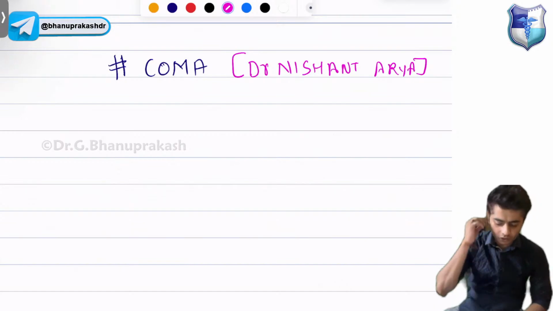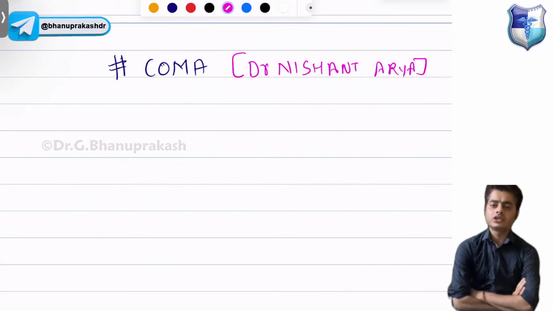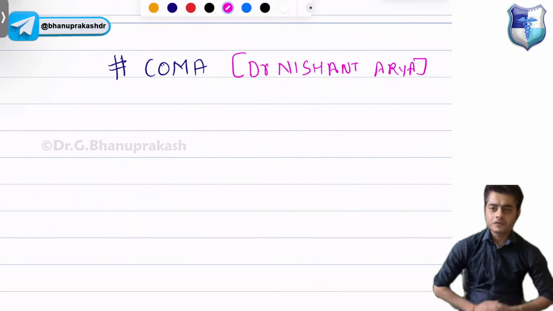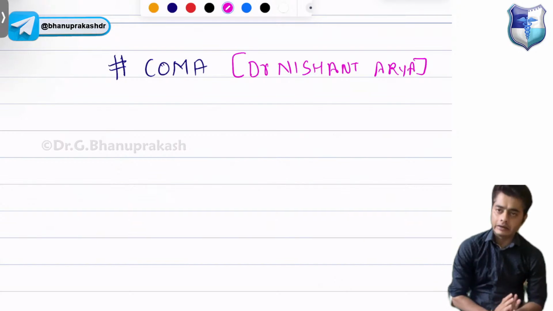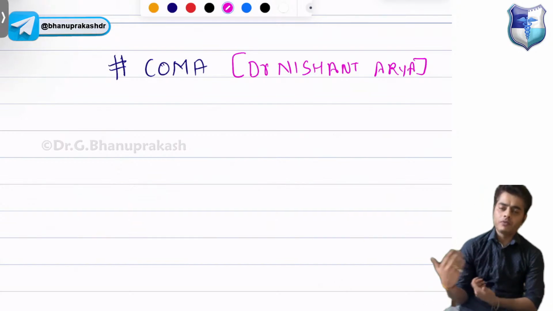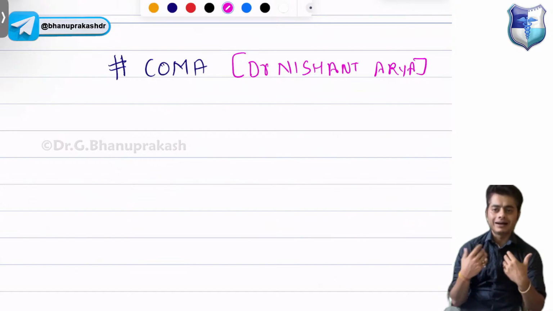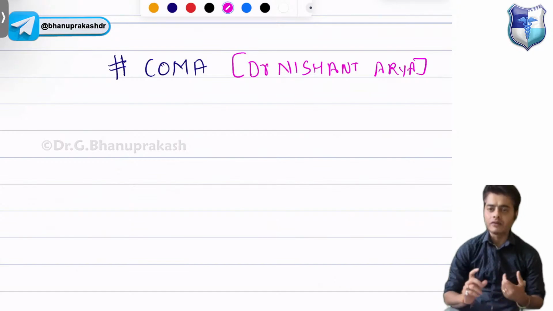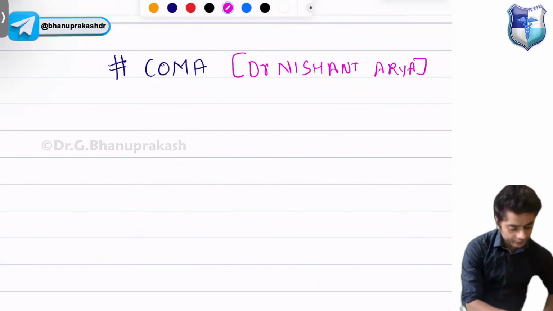Today we'll start our discussion on coma, and we are continuing our series of neurological symptoms from Harrison. In last class we studied raised ICP, because before we move on to coma, we should have a clear understanding of what is raised ICP and what is uncal herniation. We have done all of these: raised ICP, uncal herniation.